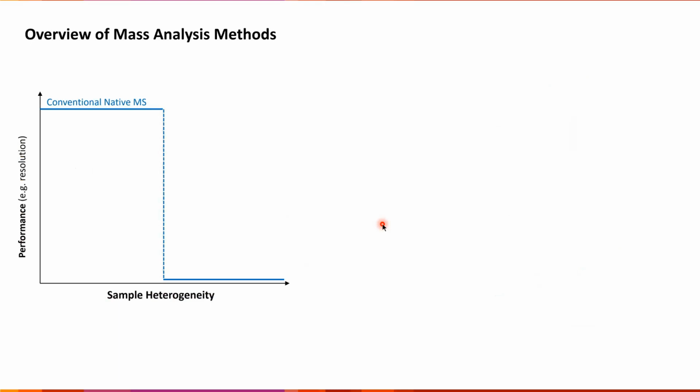So just to summarize this section of the different mass analysis methods, if we look at the performance of the mass measurement technique as a function of how complex a sample is, for example, this is the plot that I've shown previously for conventional native.